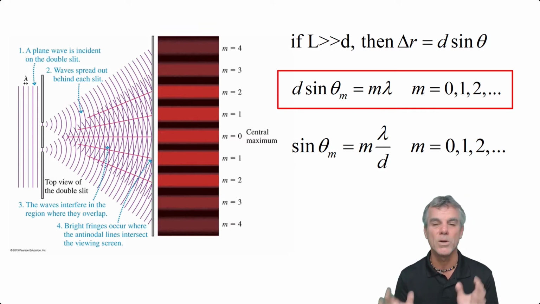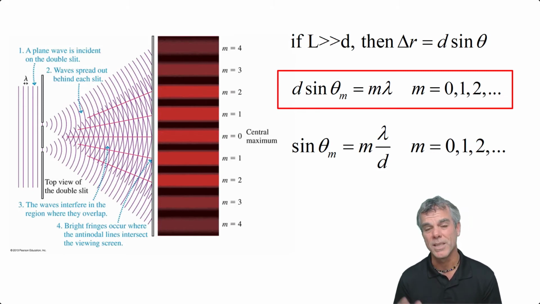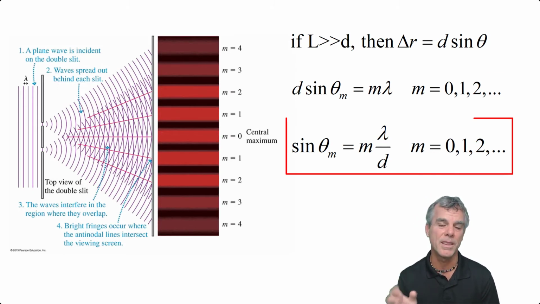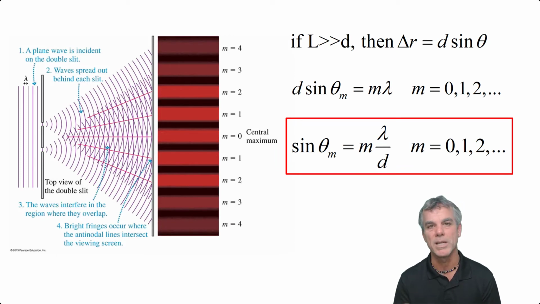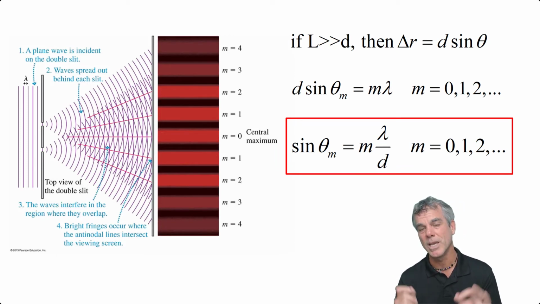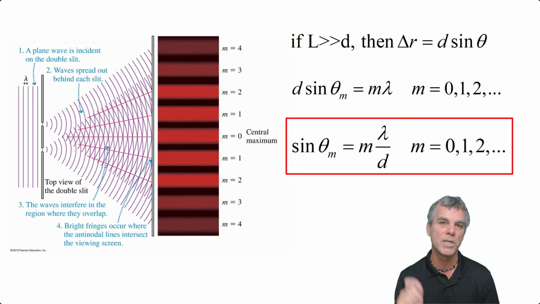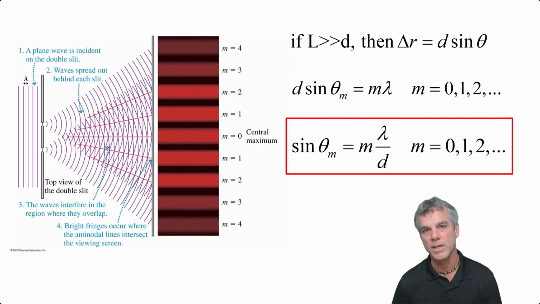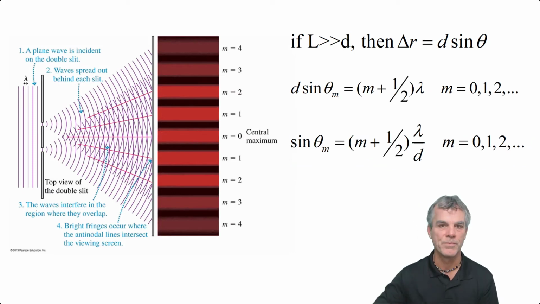So if I want to know the angle at which bright fringes are going to occur, then I just need to solve sine theta m equals m lambda divided by d, where again, m is called the order of the fringe, lambda is just the wavelength of light that we're using, and d is the distance between the slits.